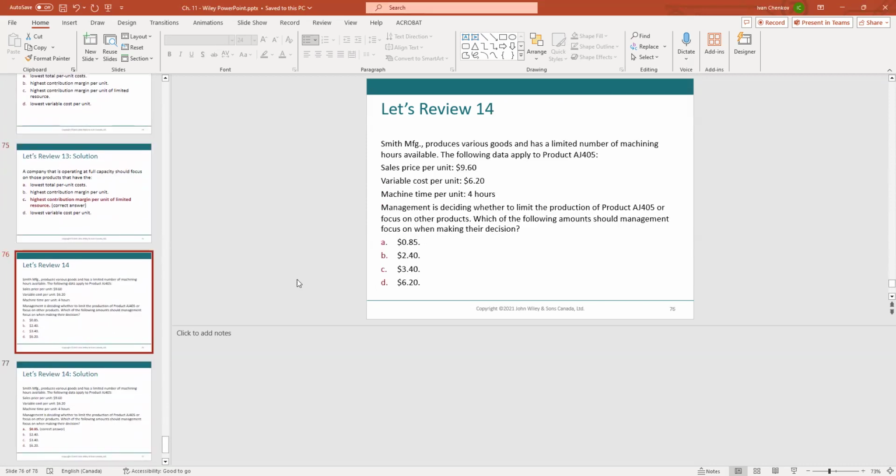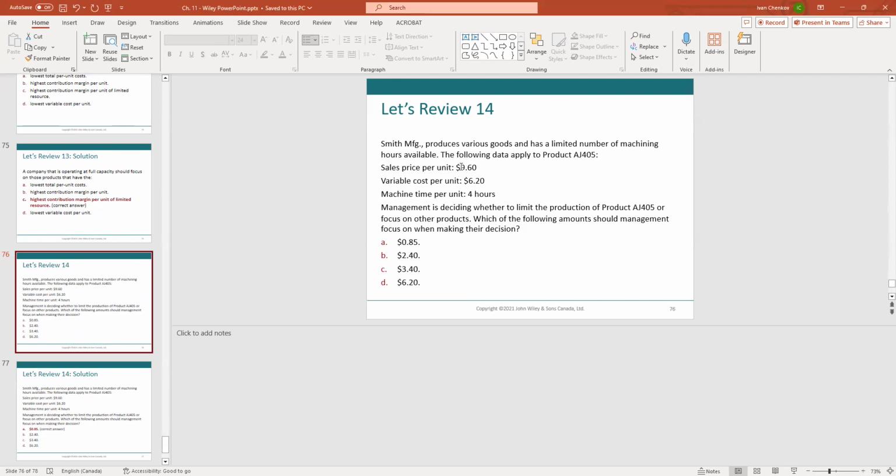And the next one: a company produces various goods and has a limited number of machine hours available. The following data apply to the product. Sales price per unit 960, variable cost per unit 620, machine hours per unit 4 hours. Management is deciding whether to limit the production of product A or focus on other products. Which of the following amounts should management focus on when making the decision?